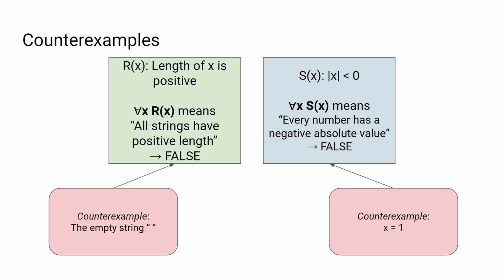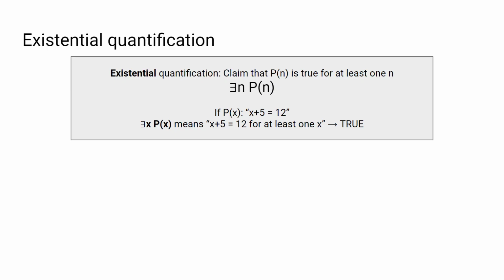The other form of quantification we have is when we take a predicate and claim that it is sometimes, but not necessarily always, true. For example, if P of x is x plus 5 equals 12, then while this predicate is not always true, it is true for at least one value of x. A fancier way of saying this is that there exists an x that makes P of x true. This form of quantification, where we make a claim about the existence of at least one value that makes the predicate true, is called existential quantification.